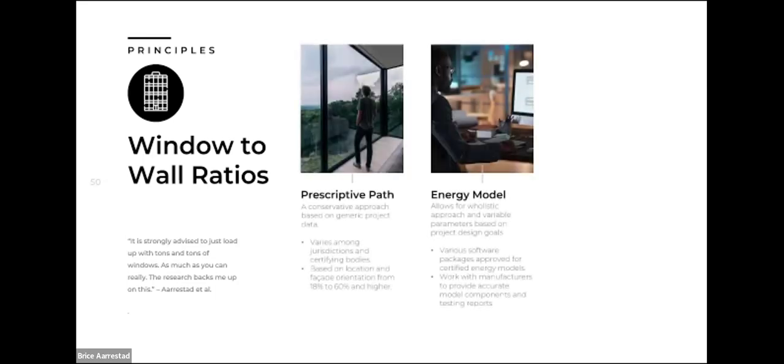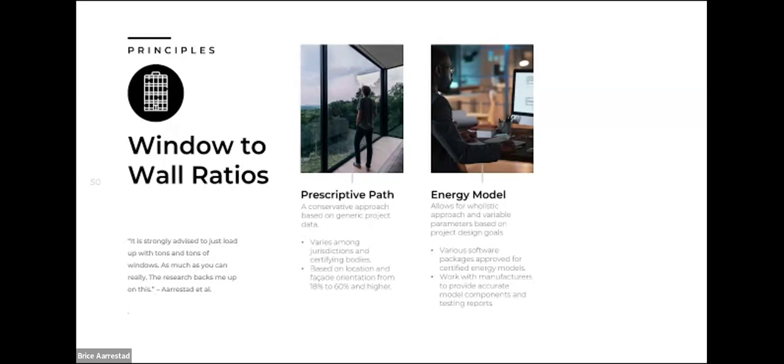So what's the prescriptive path and what's an energy model, and how do we design window to wall ratios? The prescriptive path is a conservative approach based on generic project data. So using jurisdictions and certifying bodies, code compliance requires certain window to wall ratios, and that's energy code compliance, right? In most places, based on your location and your facade orientation, your window to wall ratio using this prescriptive path is probably between 18 and 60%.